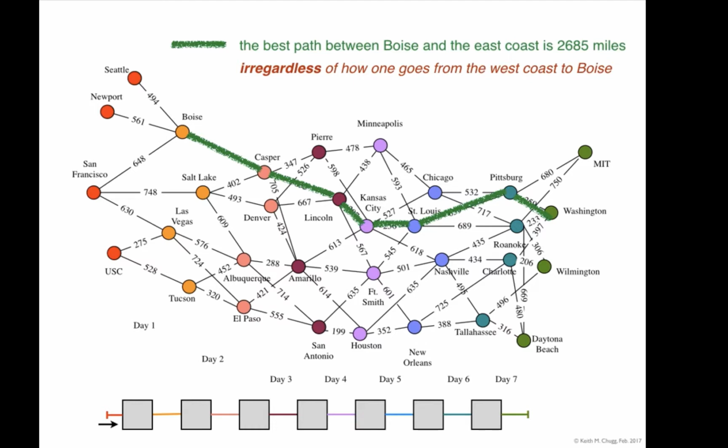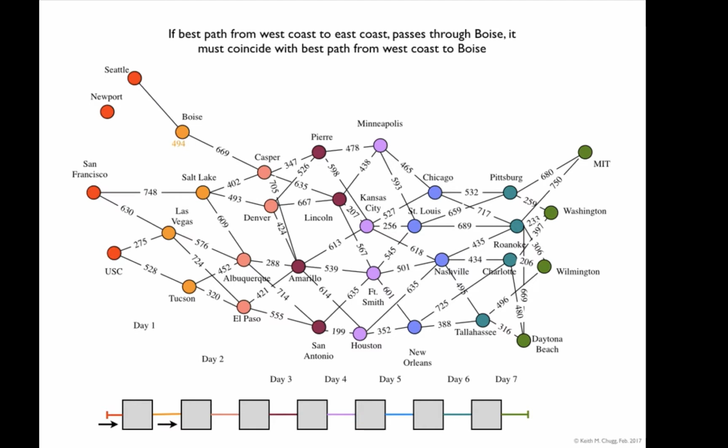In other words, if you were to claim that the shortest path from the West Coast to the East Coast, passing through Boise, started in San Francisco, I could counter that argument by saying, well, let's start in Seattle and go to Boise, and then we both follow the green crayon path from that point forward, and clearly mine will be less, because it's 494 miles from Seattle to Boise, and it's 648 if you start in San Francisco and go to Boise. So this allows us to eliminate the paths that go from Newport to Boise and San Francisco to Boise, and just keep the shortest path from the West Coast to Boise, which is Seattle.